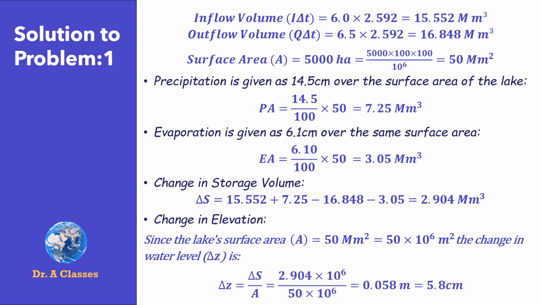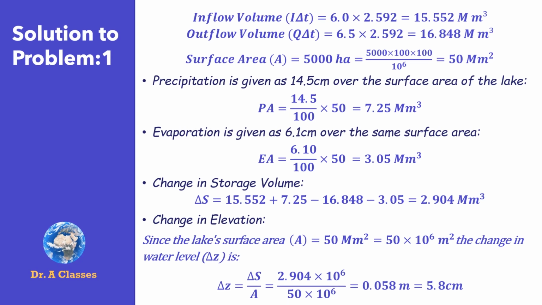The change in elevation is calculated as follows. Since the lake's surface area is equal to 50 million square meters, that is equal to 50 into 10 to the power 6 square meters, the change in water level delta Z is equal to change in storage by the total surface area, that is equal to 2.904 into 10 to the power 6 by 50 into 10 to the power 6, that is equal to 0.058 meters or 5.8 centimeters.